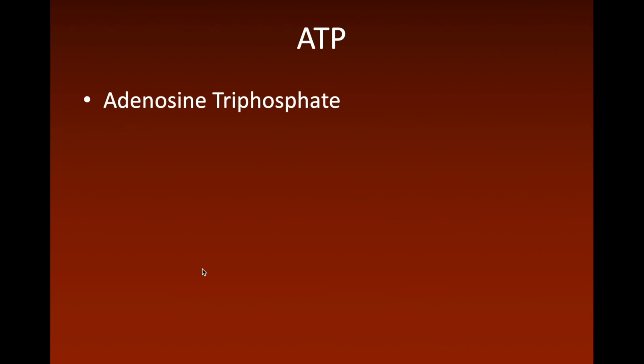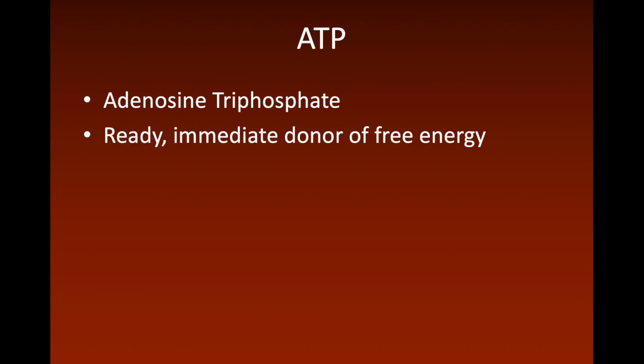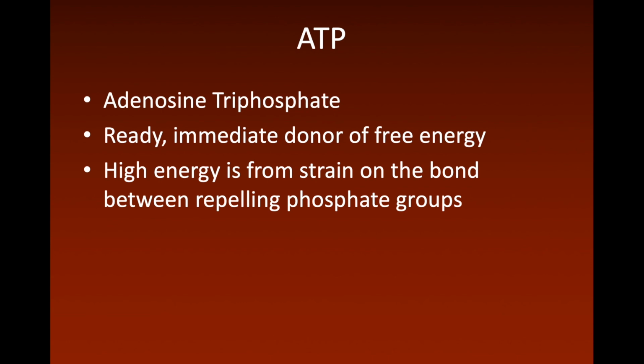So ATP is, again, the energy currency of the cell. This is adenosine triphosphate. It's a type of nucleotide. It is a ready, immediate donor of free energy because of the strain between the third and the second phosphate groups, right? These phosphate groups are, as mentioned before, high energy-rich compounds. They have a very strong negative charge because of all those oxygen molecules. So when you put two of them together, they really, really repel each other. Because of that, there's a huge amount of potential energy between the third and the second phosphate groups, and when that bond is broken between the second and the third, there's a huge release of energy.